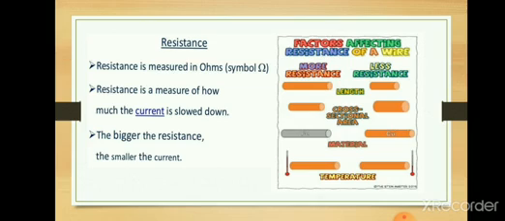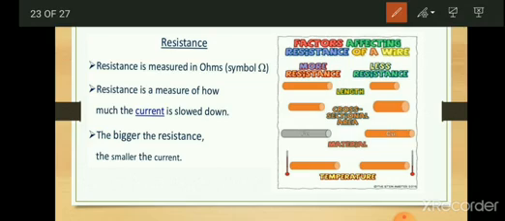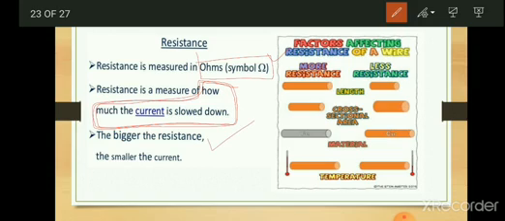Student, this resistance is measured in ohms, and the symbol is this. And what is meant by resistance? Resistance is nothing but how much current is slowed down, meaning how much the flow of electrons is slowed down. That is called resistance. The bigger the resistance in the wire, the smaller the current that will flow. The smaller the resistance in the wire, the more current will flow.